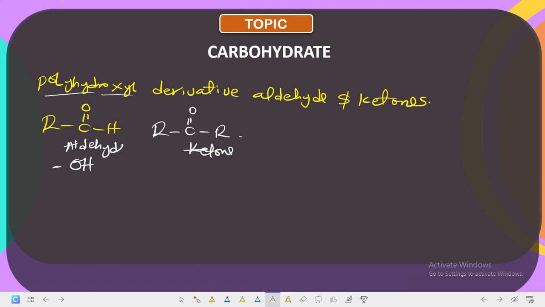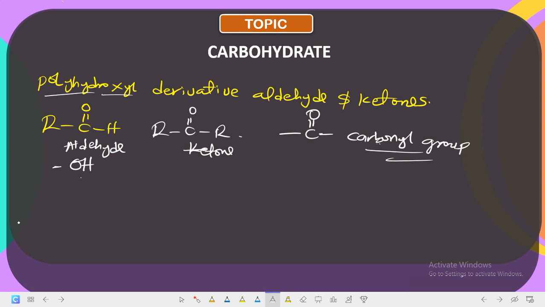Now, the ketone functional group and the aldehyde functional group combined together are called a carbonyl group. So we can say that carbohydrates consist of the carbonyl group and the hydroxy group.